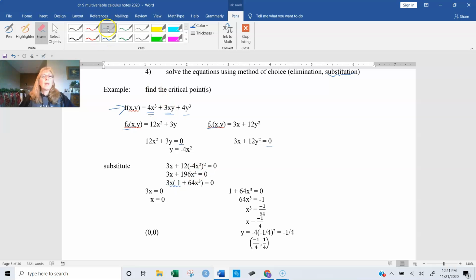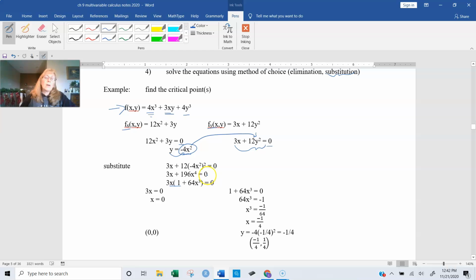Now we are setting these equal to 0, and it's too hard to do elimination on this one because here the x is squared, here the x is not, and the y is squared. So we're going to solve one of these for y or x. It doesn't really matter. I chose this one to solve for y. You could have chosen the other one to solve for x. It's irrelevant as long as you plug it into the other equation. So I got y equals negative 4x squared.